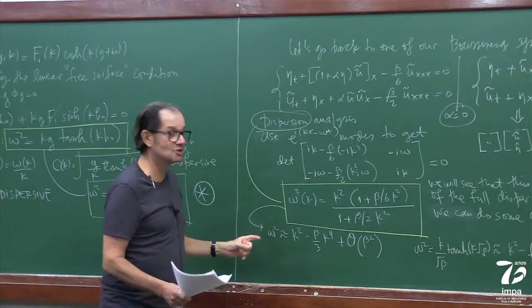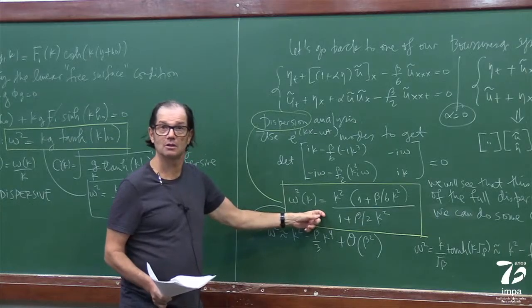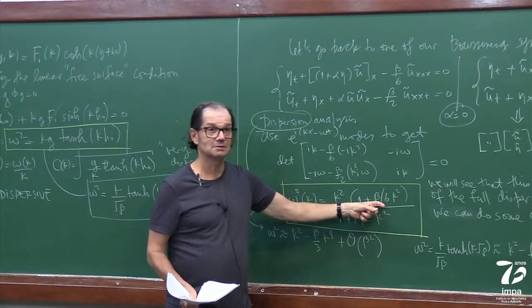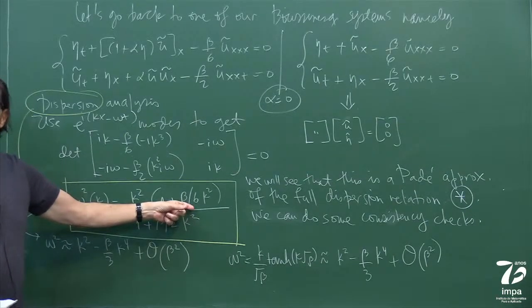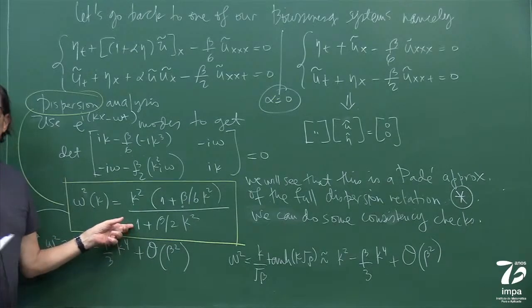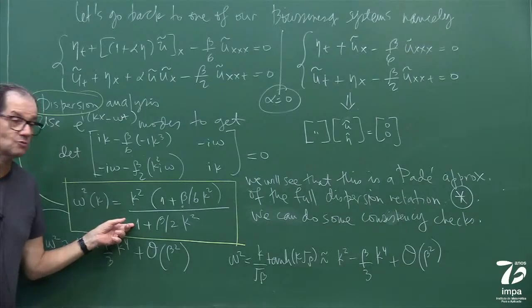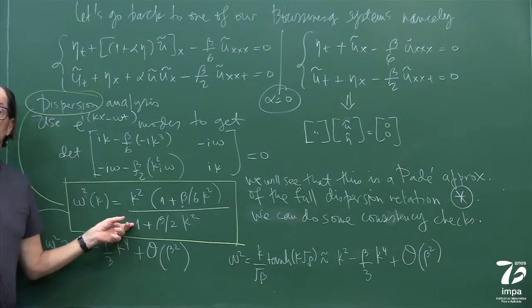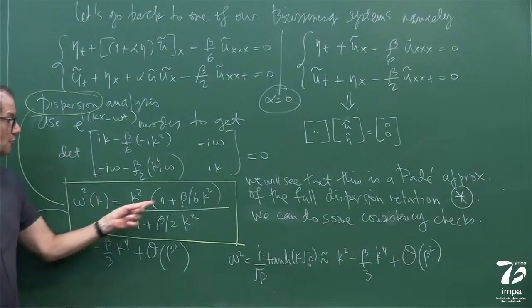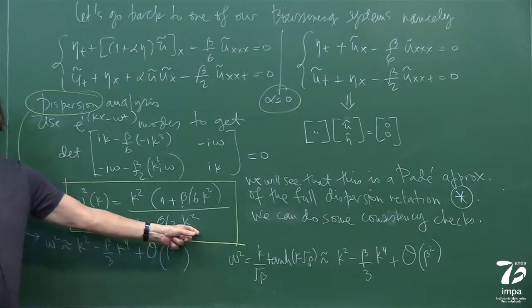Why? Because the dispersion relation that I get here, to first approximation, that means for small beta, is close to the full dispersion relation. How did I check that? Well, this is a Padé approximation, which is a good approximation in many ways. It appears in numerical analysis: instead of approximating something by a polynomial, you approximate it by a rational function, which is a polynomial divided by a polynomial. Here it is a polynomial divided by a polynomial in k.